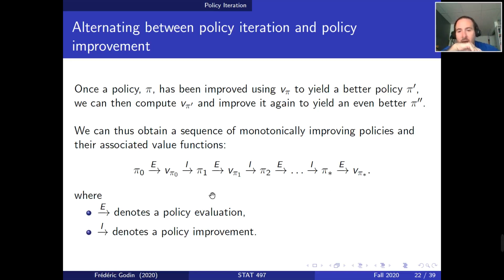Okay, so here, every time there's an arrow with an E, this denotes a policy evaluation, and every time there's an I, this denotes policy improvement. So by starting with any policy, you can go through a sequence of policy evaluation, policy improvement, policy evaluation, policy improvement, etc., until you converge to the optimal policy and the optimal value function.